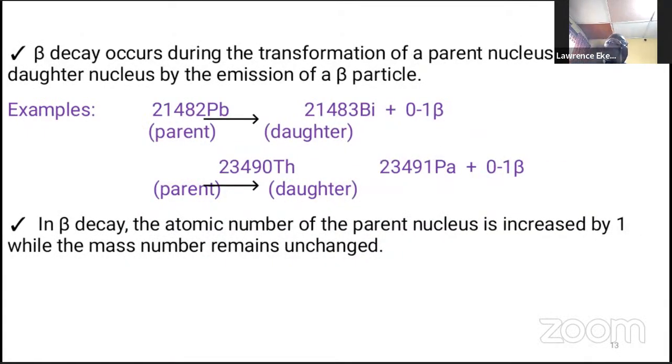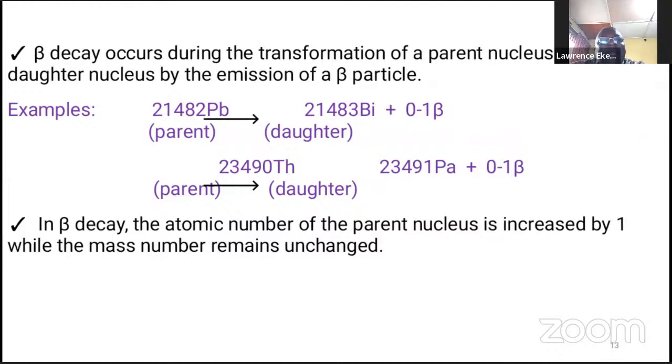Now, when you have a beta decay, when the parent nucleus undergoes radiation to give us a daughter nucleus, the decay involves the emission of a beta particle. We've said the beta particle could either be a fast-moving electron or a positron. In the two equations before you, you have the formation of the daughter nucleus from the parent nucleus. The beta particle has a 0 mass number and a -1 atomic number.